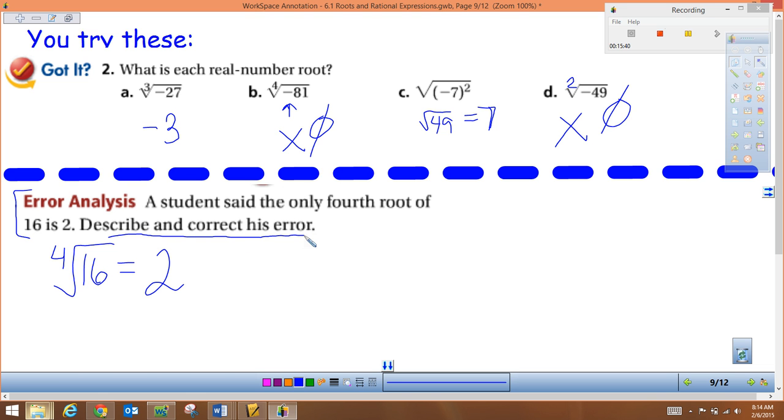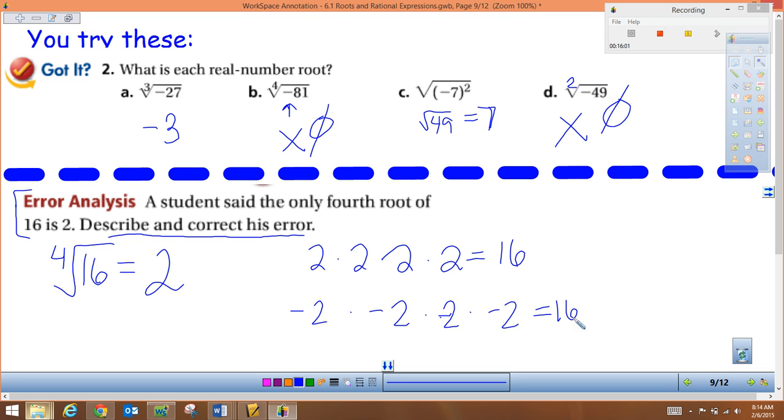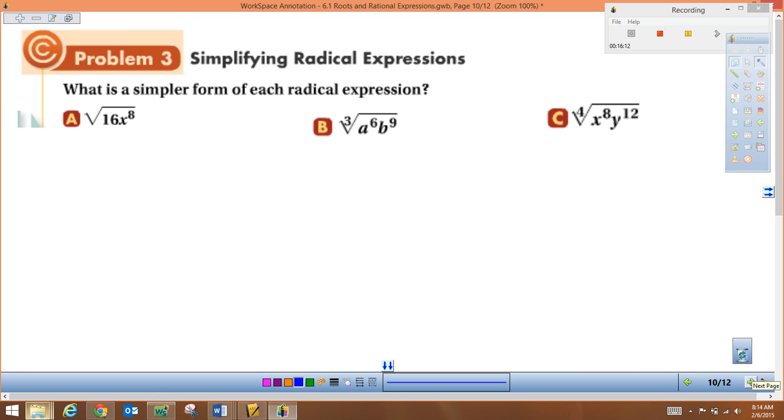Why is he wrong? Well, we know that 2 times 2 times 2 times 2 is 16, but we also know that negative 2 times negative 2 times negative 2 times negative 2 is 16, okay? So it says the only fourth root is 2? No, we also get negative 2, so there's the error.